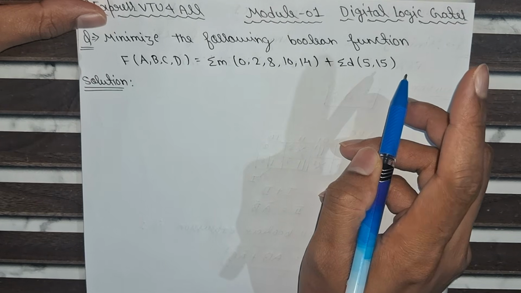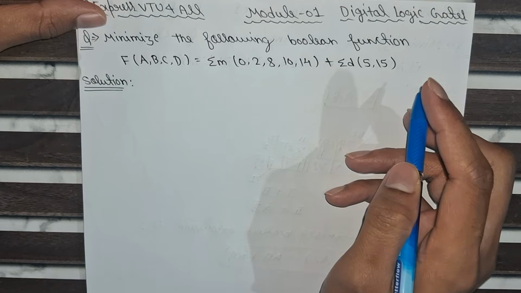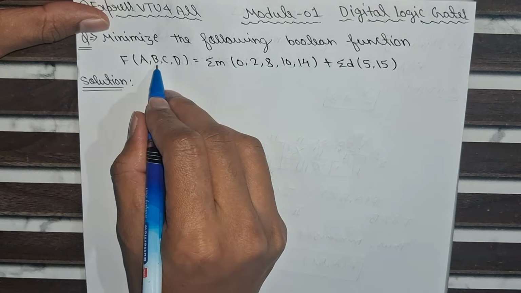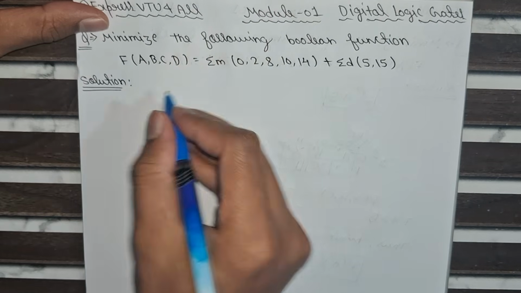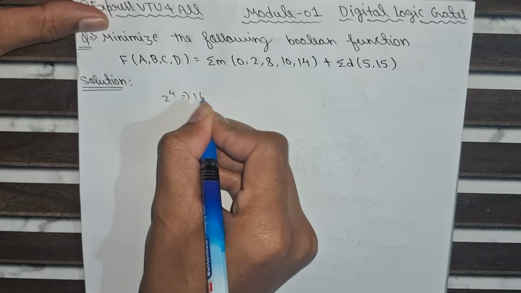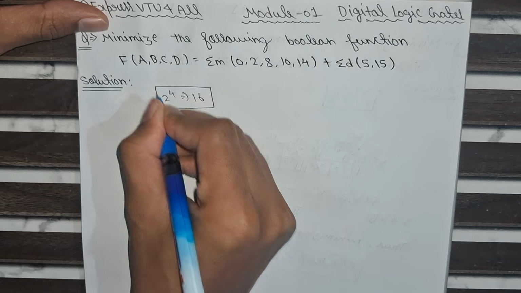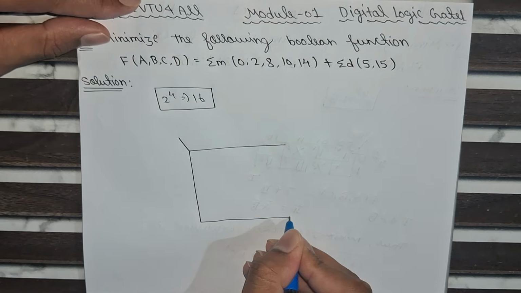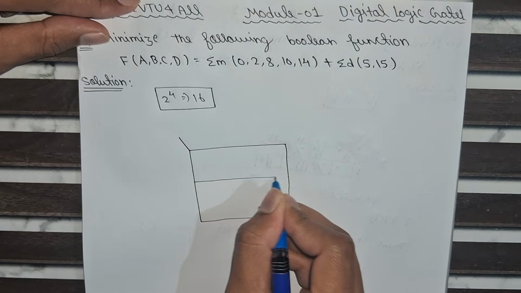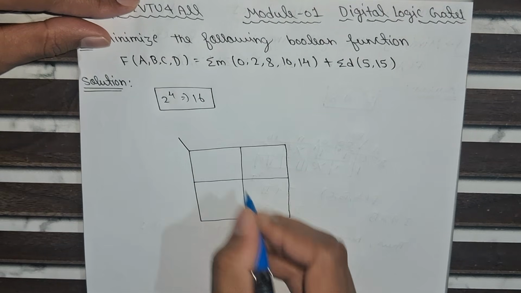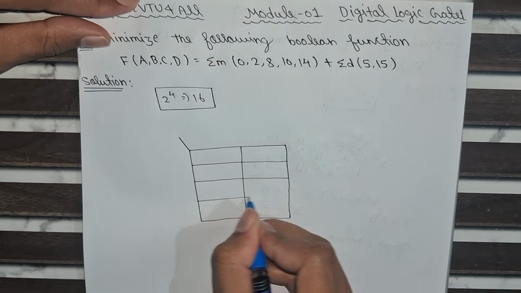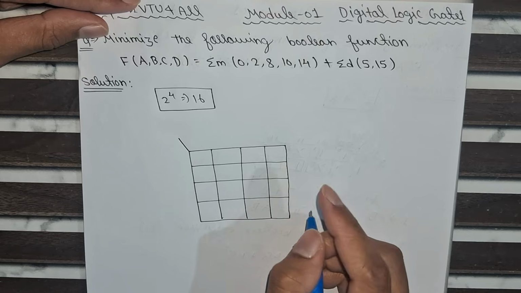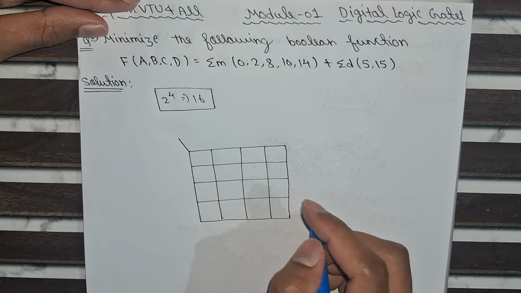So firstly, we have to see how many boxes we have to draw for minimizing this Boolean function from K-map. Here 1, 2, 3, 4 variables are given. So 2 to the power 4 means 16 boxes. It means that 4 into 4 boxes we have to draw in the K-map. So I am drawing here a square box. Then I will halve it from here, half from here, and half of each of these boxes. This is how you can easily draw the 4 into 4 boxes.